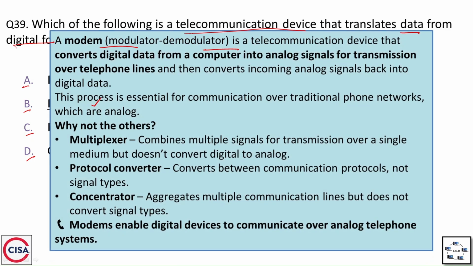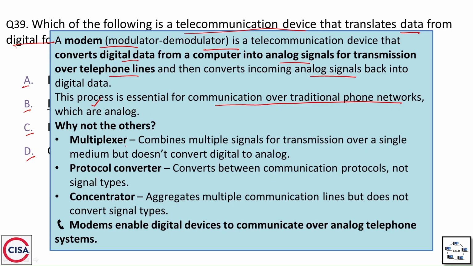So a modem, that is modulator and demodulator, is a telecommunication device that converts digital data from a computer into analog signals for transmission over telephone lines and then converts incoming analog signals back into digital data. This process is essential for communication over traditional phone networks, which are analog.